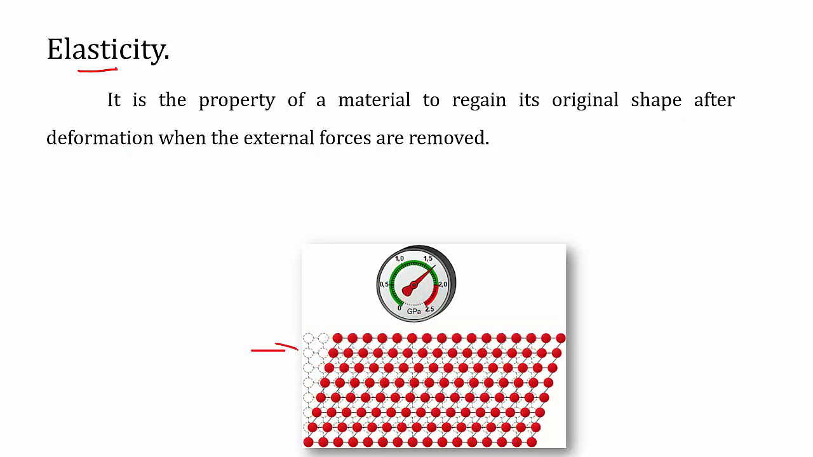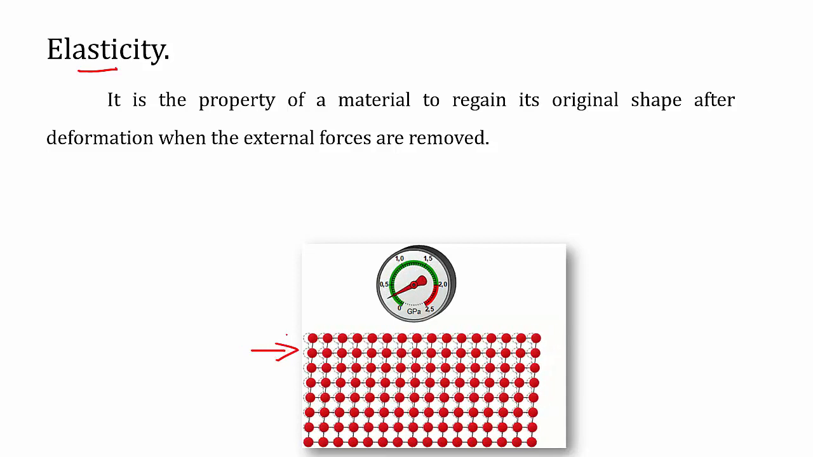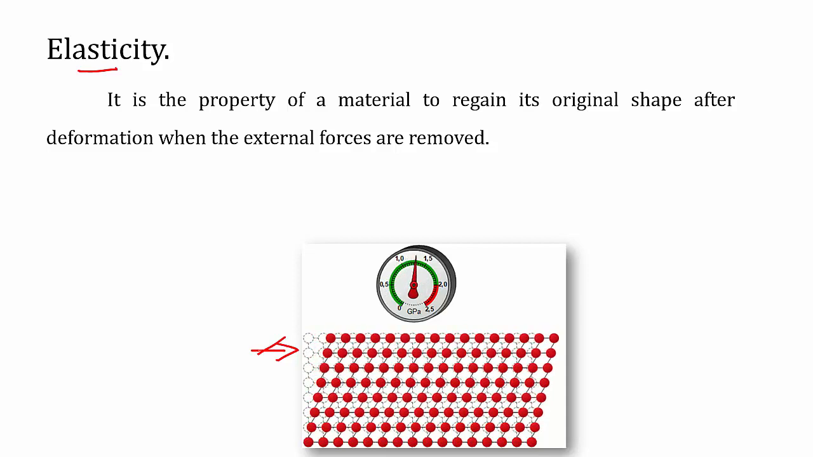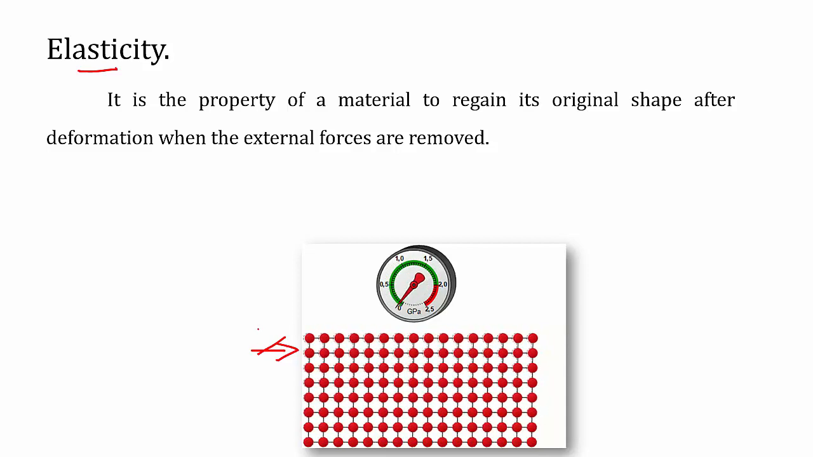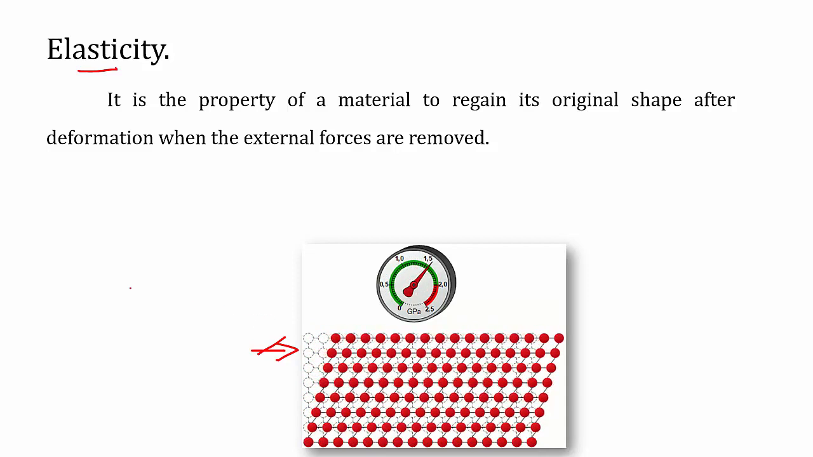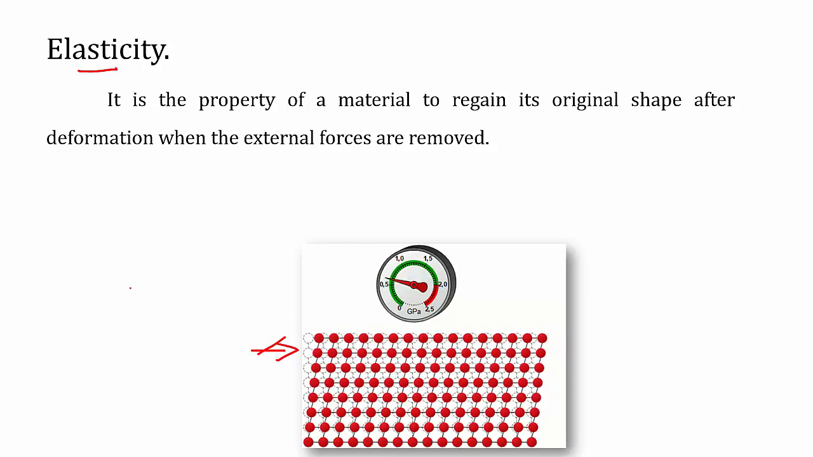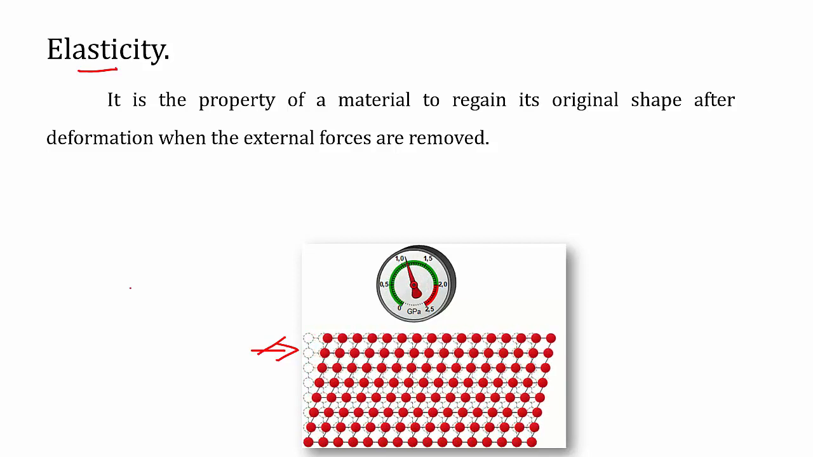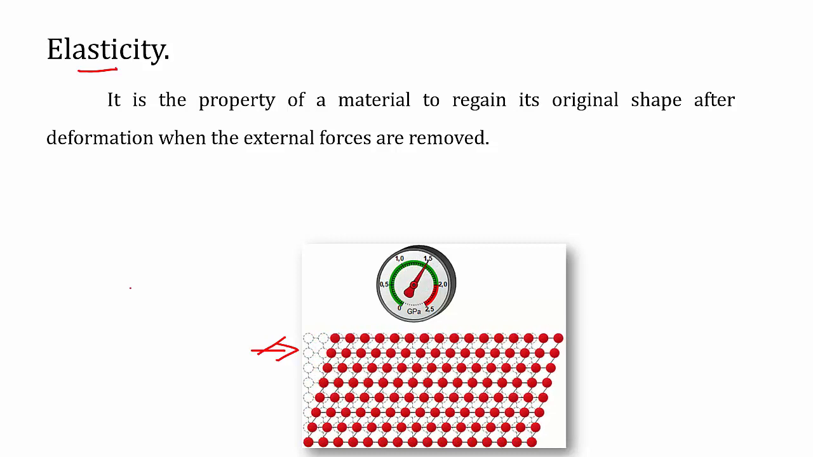You can see that. So here I am applying a load. So the material deforms. When the load is removed, then the material will come to its original shape. So this is called elasticity. So just remember your elastic. When you apply load, then it will deform. So once you remove the load, then it will come to its original shape. So that is called elasticity.